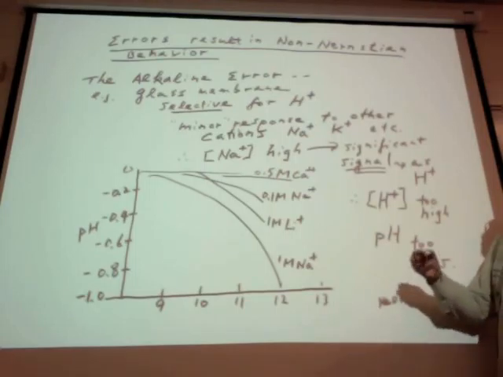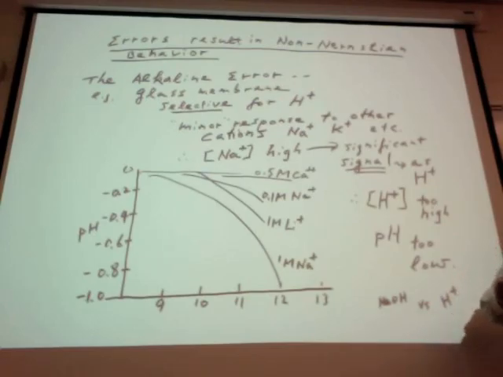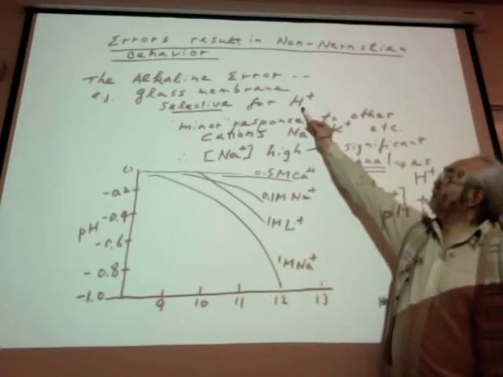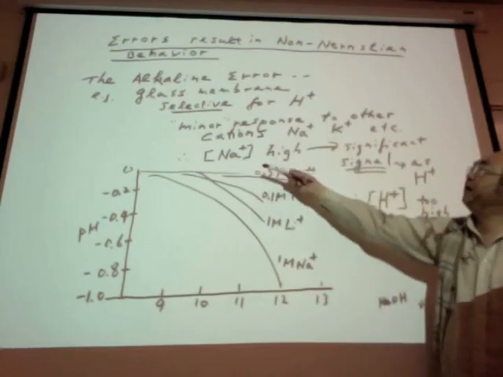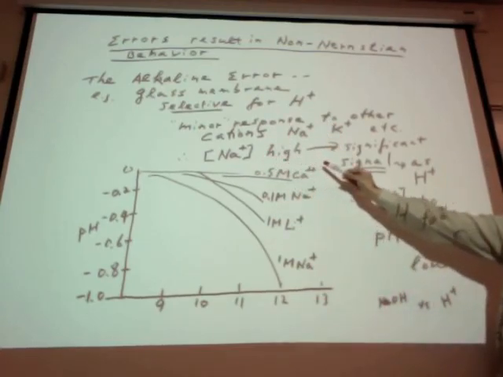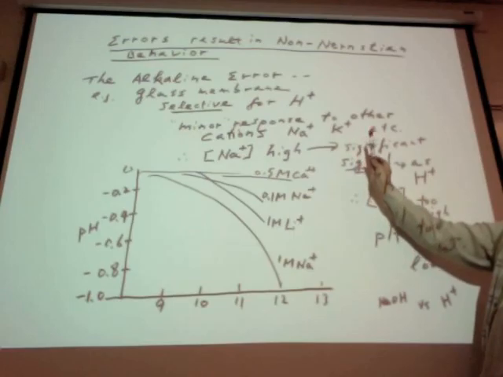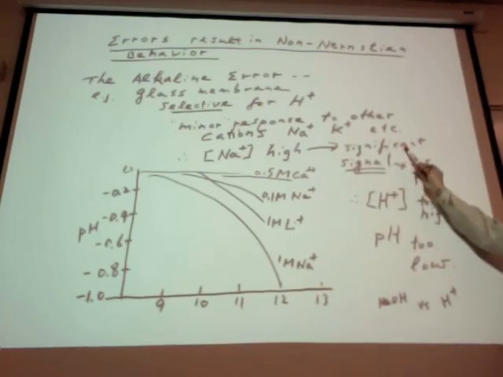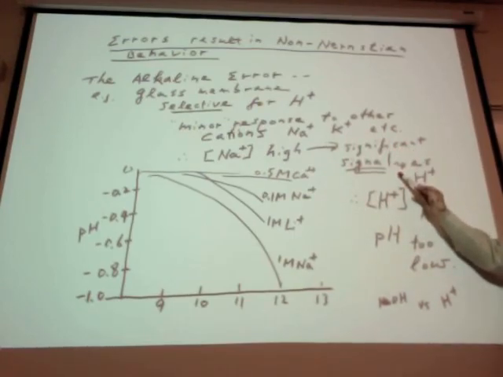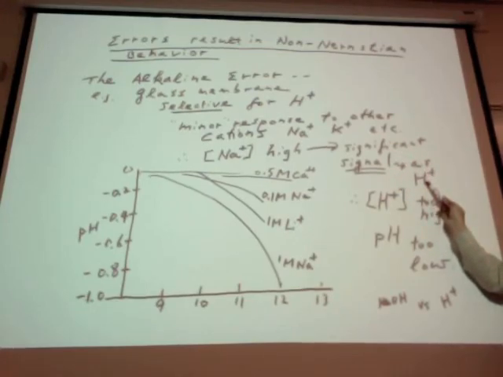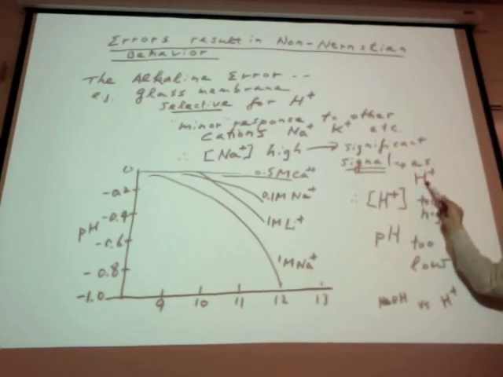Okay? So here, even though your electrode is selective for H plus, when your sodium plus concentration is high enough, it will give a significant signal. The signal will be registered as if it is H plus. Any question on this point?